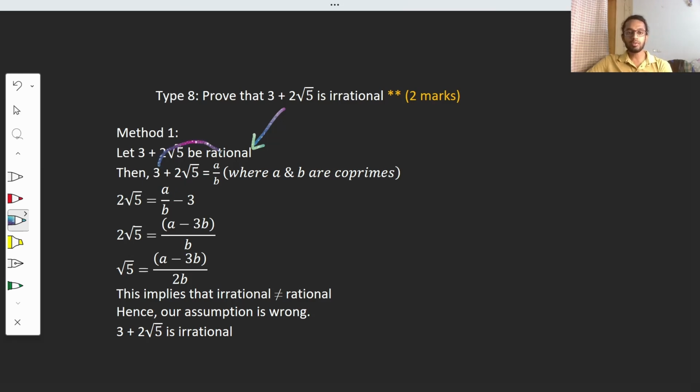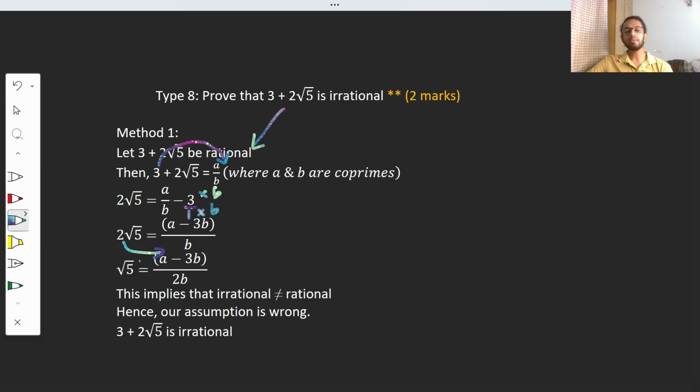Now this 3 goes to the other side, it gets subtracted, as you can see, minus 3. And then before bringing this 2 to the denominator, a very important step is to take the LCM. So here by 1 and into b has been done. So the next step you can see a minus 3b by b. Now this 2 has to be taken to the denominator. Now we have successfully isolated root 5 alone.